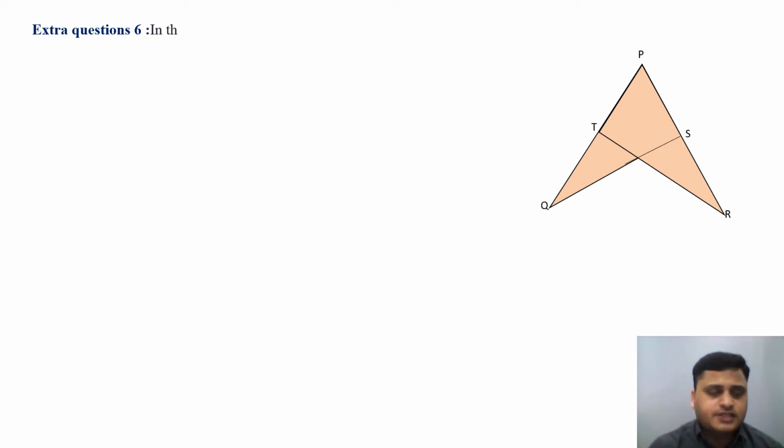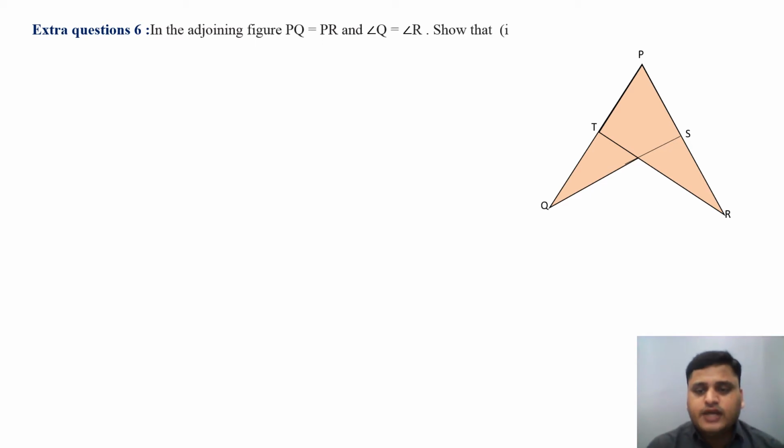Figure you can all see. This is extra question number 6. In this question, you can see the figure in which one is triangle PQS and another one is triangle PRT. In these two triangles, PQ is equal to PR. One thing is given in this figure: PQ is equal to PR, as well as angle Q is equal to angle R.